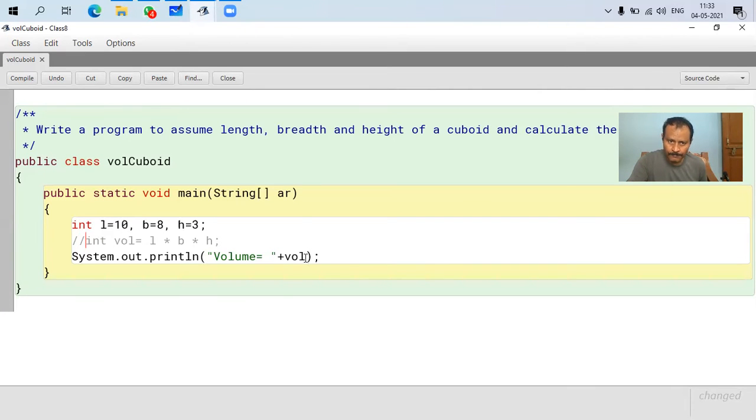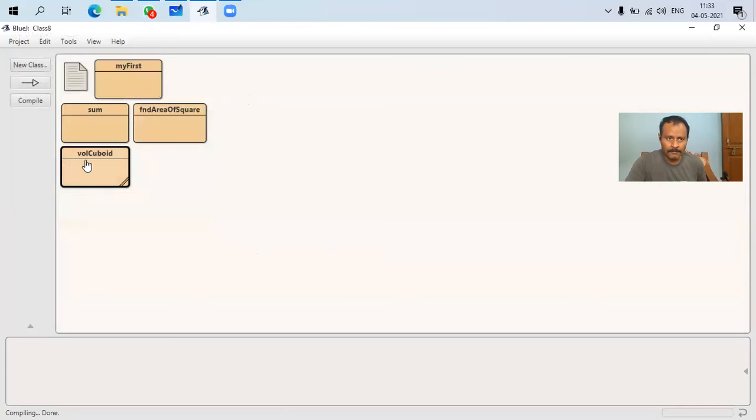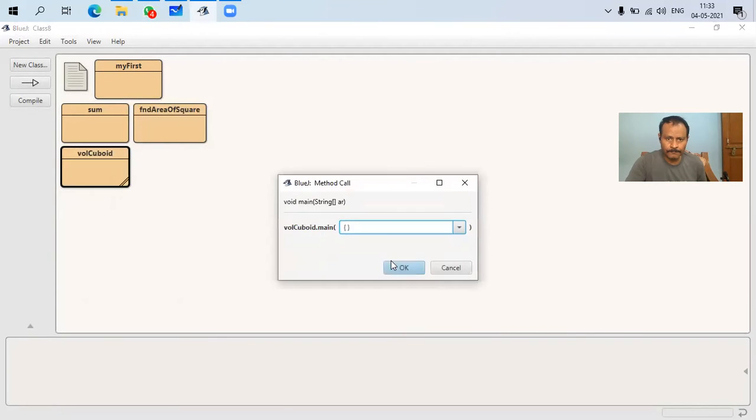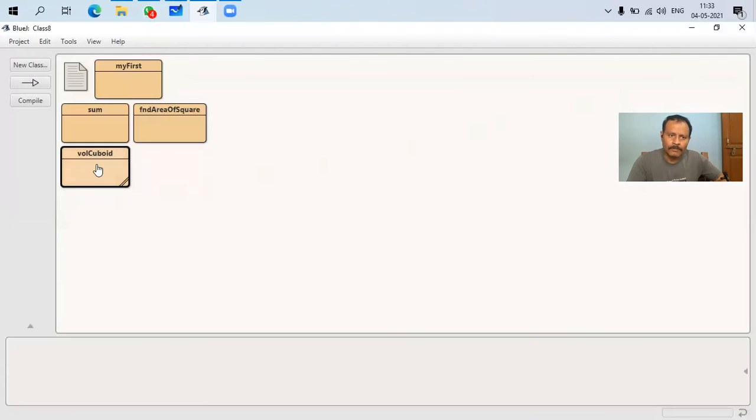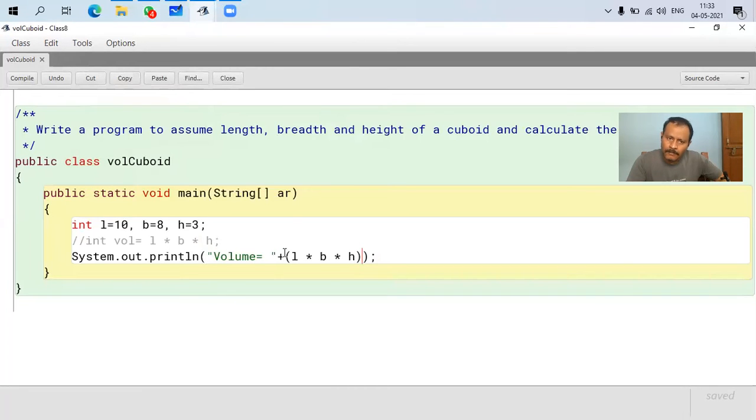Now, here we need to put it in L into D into H. So if you do this, this is also correct. No syntax error. Now, so this output is the same. So this way we can also use the direct output without using the variable.